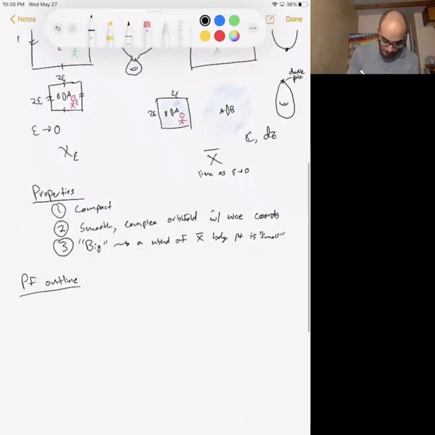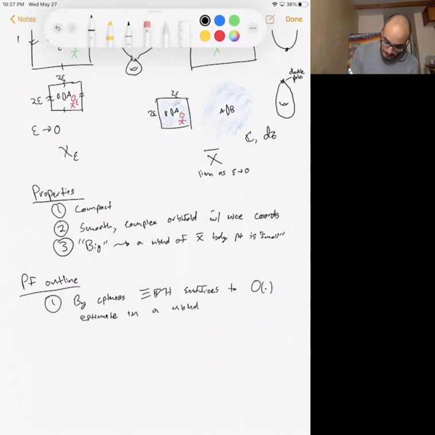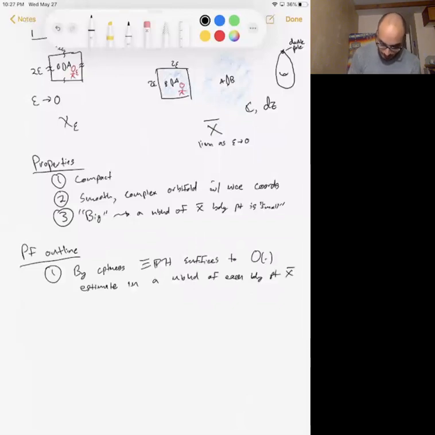Okay, so the first step is to reduce to a local computation near the boundary. By compactness of the multi-scale compactification, it suffices to prove the big O estimate in a neighborhood of each boundary point x bar. So the picture looks like you have the boundary here. This is the boundary of the compactification. It's the boundary of the smooth part.